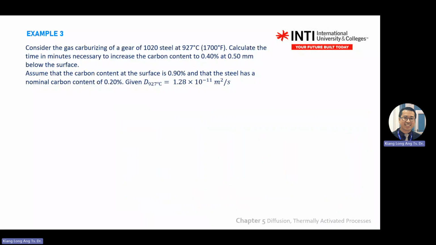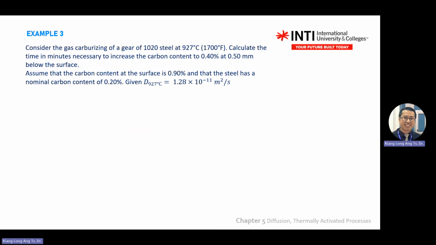Okay, so let's do a little bit of application. Then I think we can call it a day. Consider gas carburization. Carburization again means you inject carbon element into the surface. You're given a 1020 steel at one temperature, 927 degrees C. Calculate the time in minutes. It asks you in minutes, but usually here everything is in seconds, so just convert seconds into minutes in your final answer.